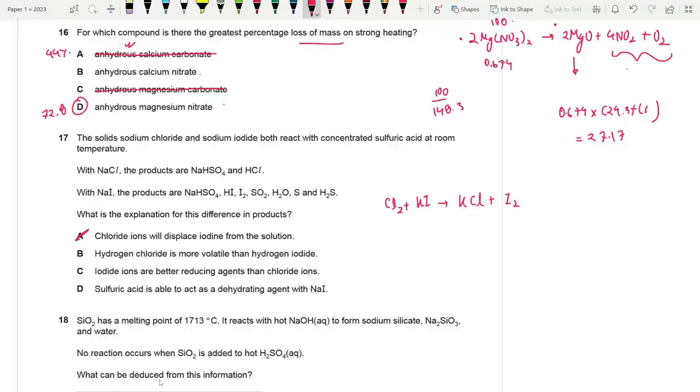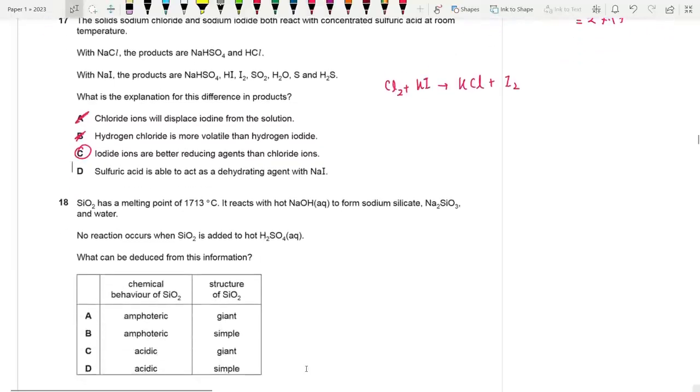Next, hydrogen chloride is more volatile than hydrogen iodide. Honestly, this is not a question about volatility. Rather, it's a question about oxidizing and reducing power. Iodide ions are better reducing agents than chloride ions. This is correct. The answer could have been two things. It could either be chlorine is a stronger oxidizing agent than H2SO4, or iodide ions are better reducing agents than chloride ions. Those could be the particular answers.